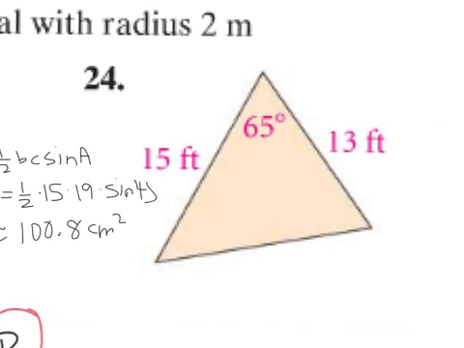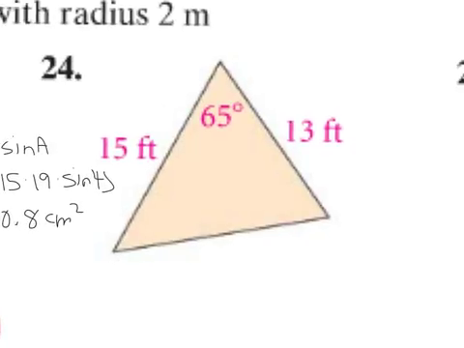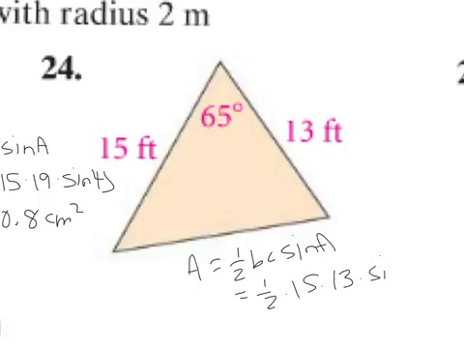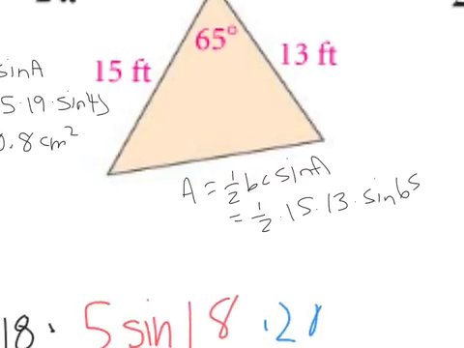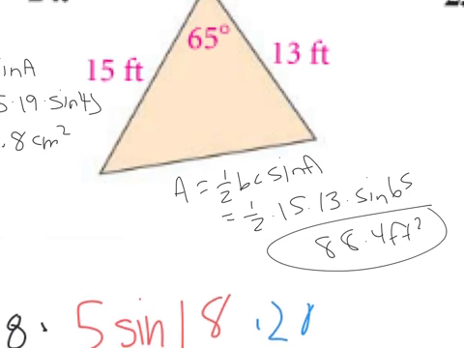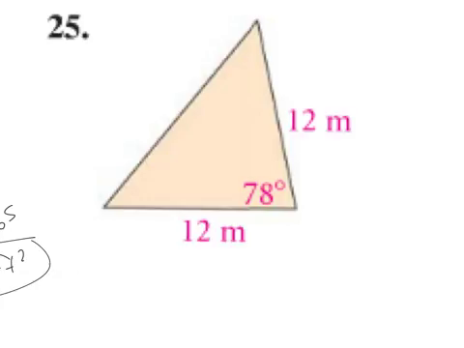Same with 24, you have an angle and you have the two sides that include it. Angle and two sides. So you do area equals 1/2 BC sine of A. So it's 1/2 times 15 times 13 times sine of 65. So that is 88.4. And then the next one, it's similar. I'm not going to go through the work on it, but it is 70.4 meters squared.